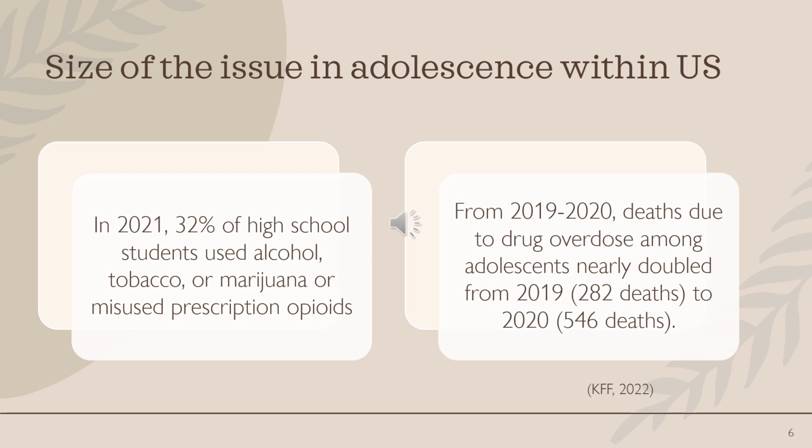In 2021, 32% of high school students reported using alcohol, tobacco, or marijuana, or even reported that they misused prescription opioids. From 2019 to 2020, deaths due to drug overdose among adolescents nearly doubled, from 282 deaths to 546 deaths.